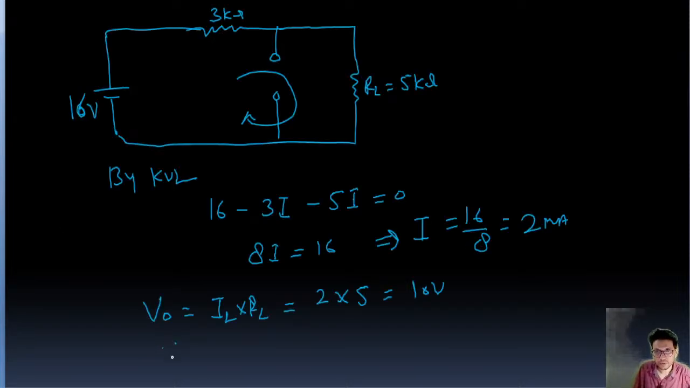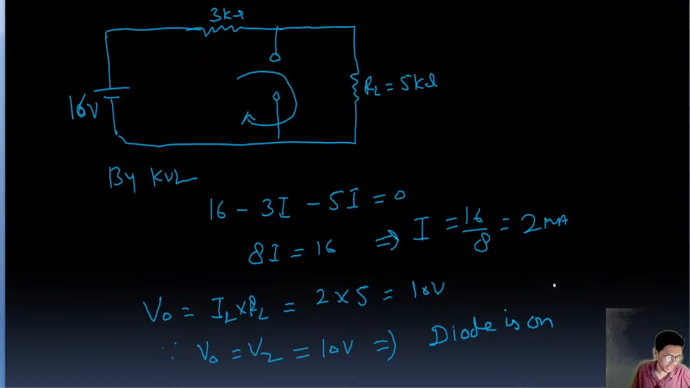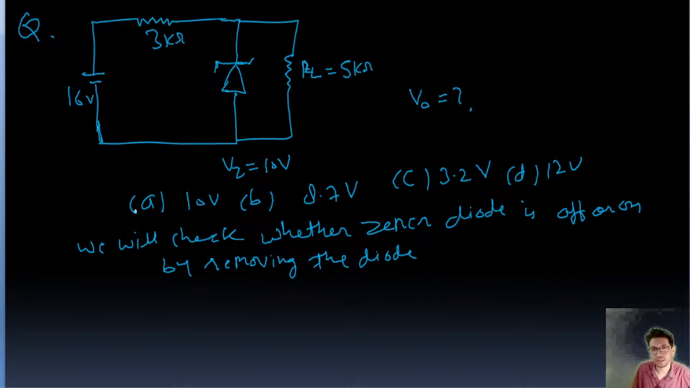Okay, so since V naught equal to Vz, that is equal to 10 volt, implies diode is on. Okay, diode is on. So the V naught value is 10. Okay, so which option is matching? That is 10. Means option A. Next question, guys.